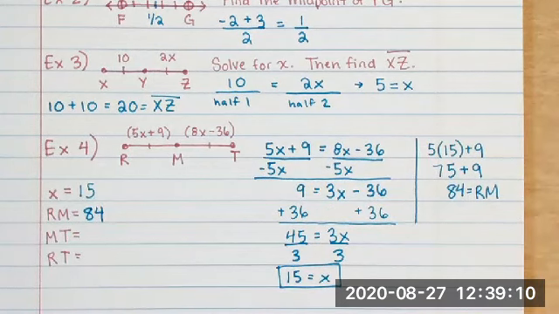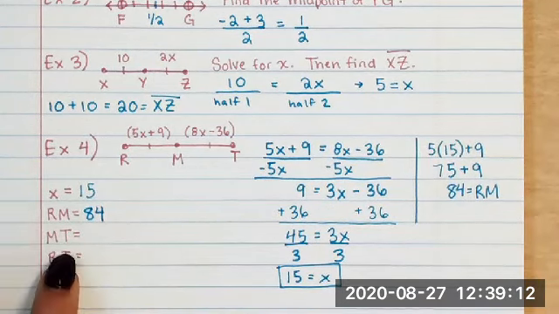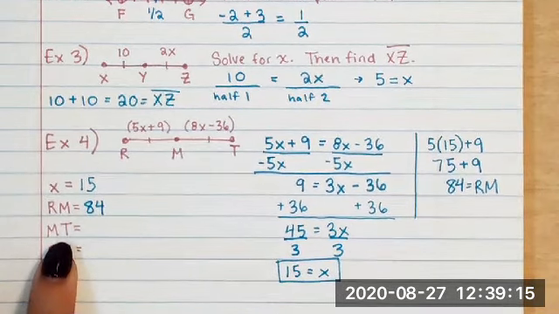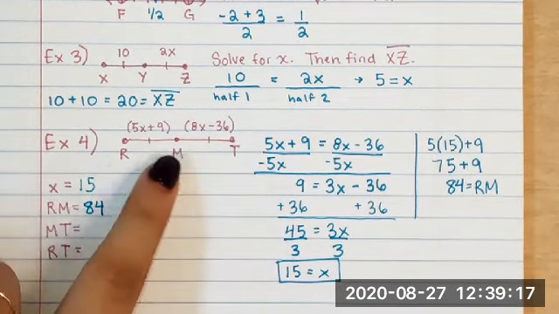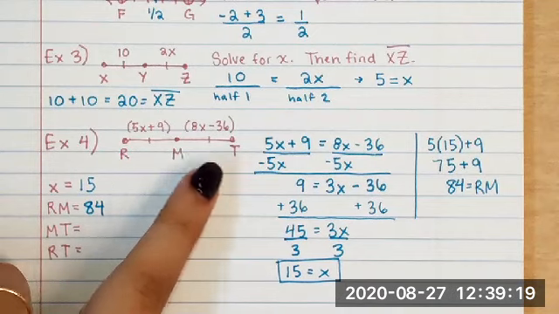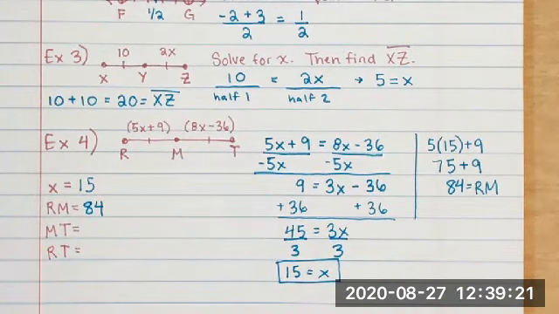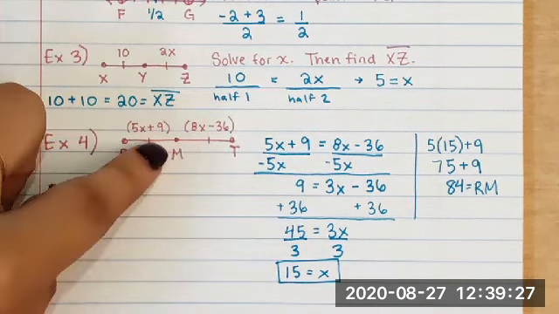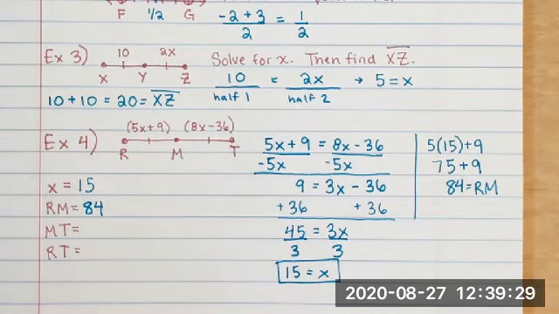Now, I wonder if some of you are thinking that you may already know what MT is. All we did was solve for RM, so how might we know what MT is just from that? Think. Oh yeah, that's right, they're both the same thing. RM is the same as MT, so we could just write 84 there too.